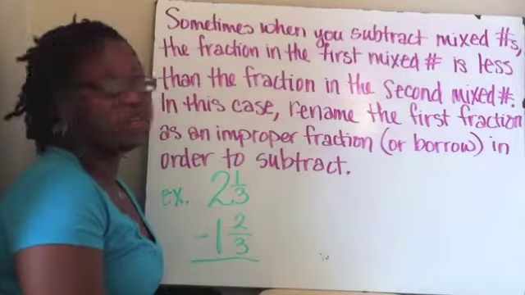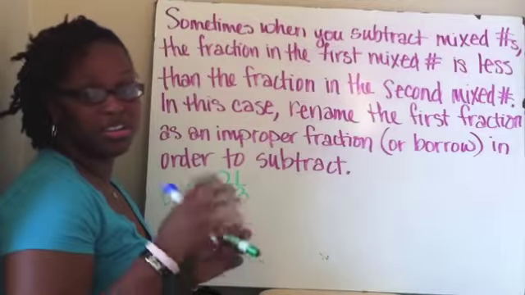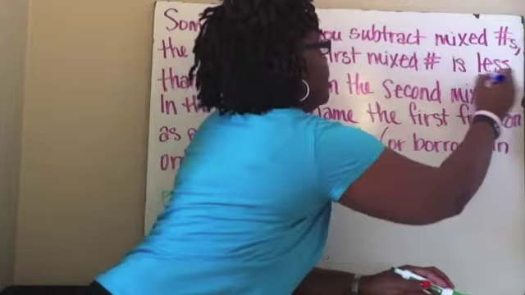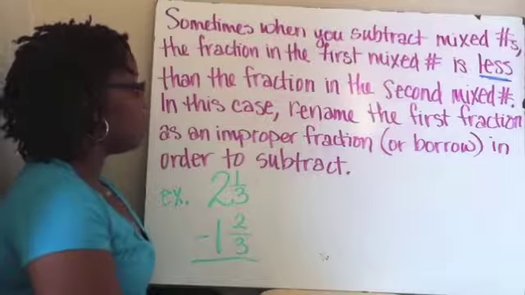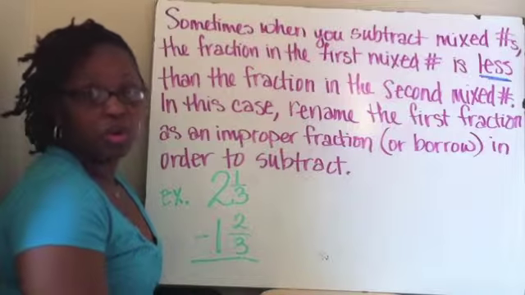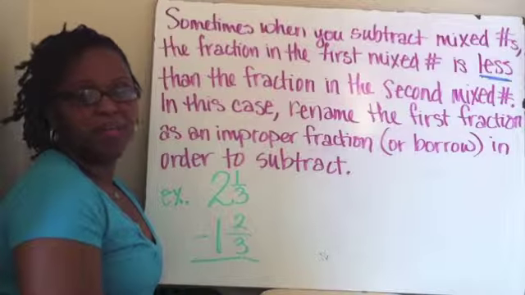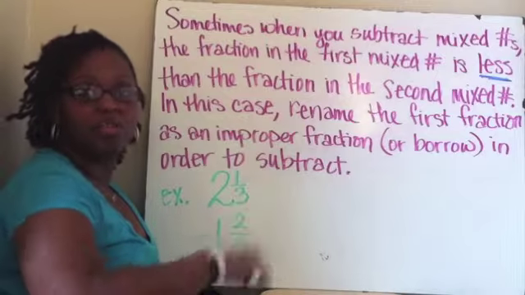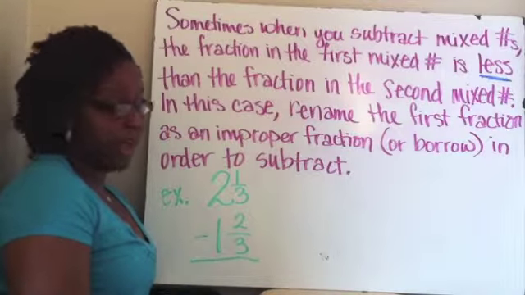So sometimes when you subtract mixed numbers, the fraction in the first mixed number is less than the fraction in the second mixed number. Okay? And so when this happens, we have to rename the first fraction as an improper fraction, or borrow, in order to subtract. Just like you borrow when you're doing subtraction with whole numbers, like you borrow from one and add 10 to the other, the same thing happens when you're dealing with fractions.